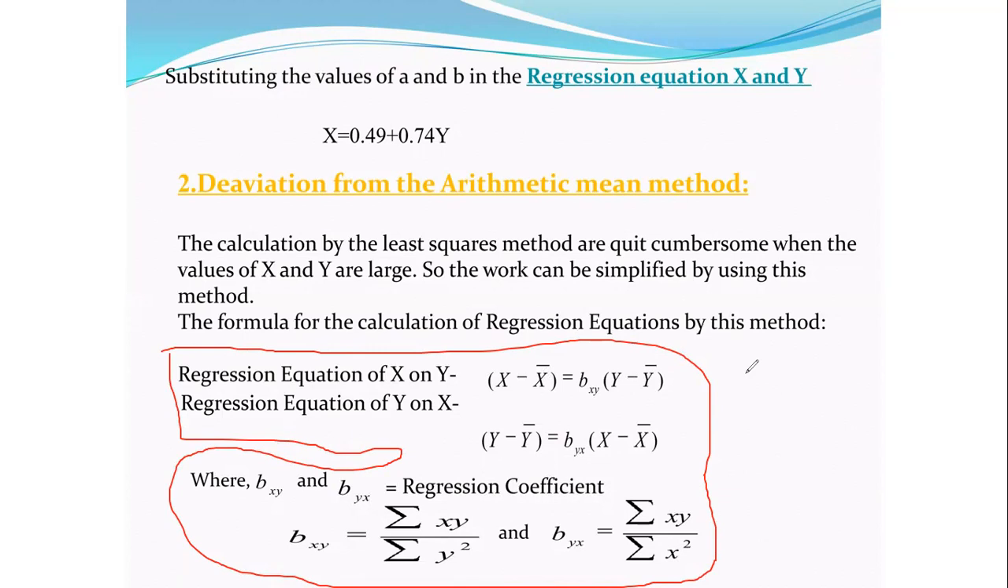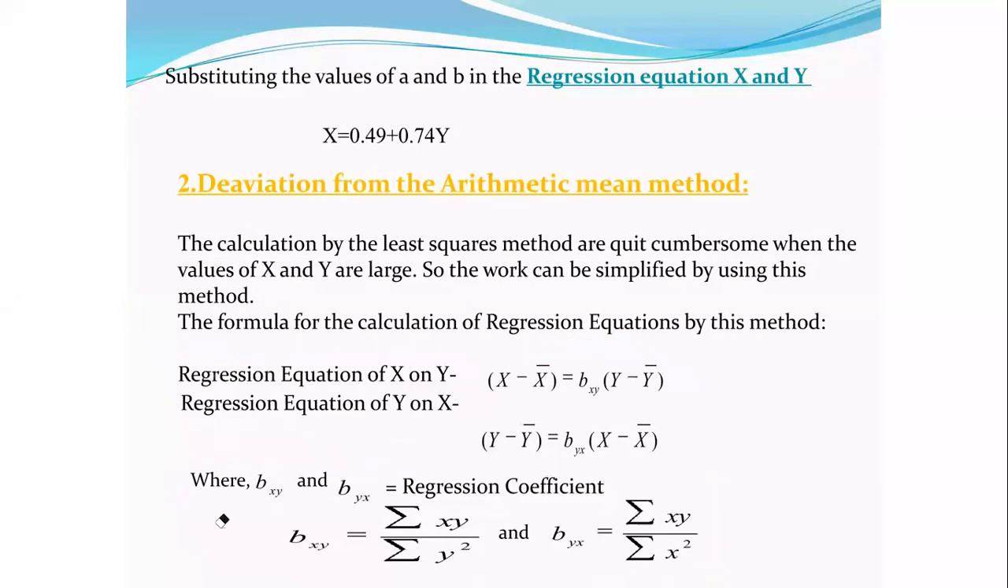regression coefficients bxy and byx. So bxy is equal to sigma xy divided by sigma y square, and byx is equal to sigma xy divided by sigma x square. So this is what we have to estimate here. So these things we have to calculate here.